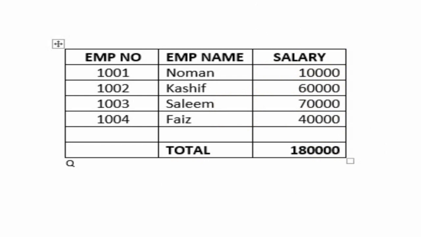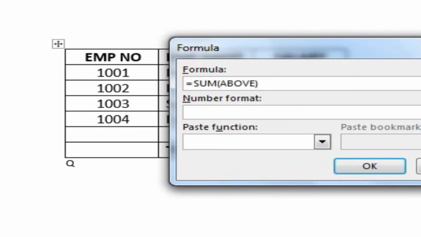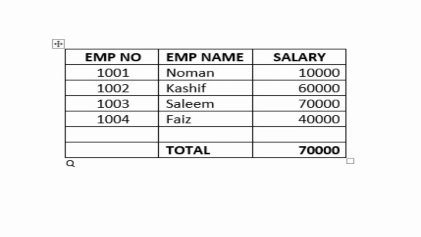Now I just press Ctrl Z. If I want to know the maximum value, the maximum salary, what is the formula? Just press Alt AO, and now just remove the sum and type here max, and press enter. It will display the maximum value here. You can also know the minimum value by using the function min.